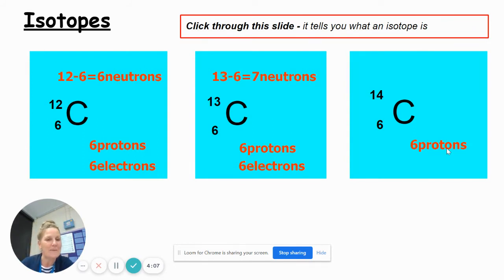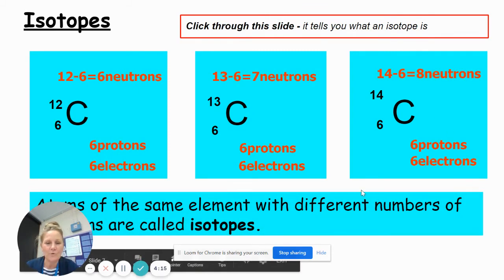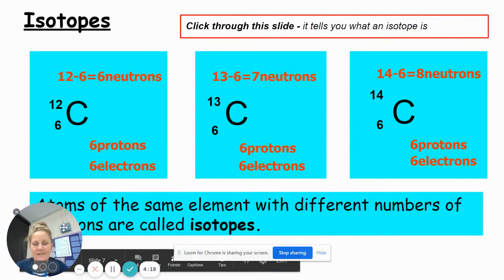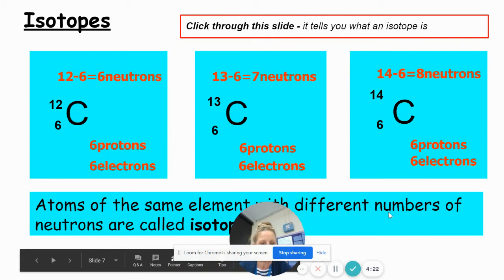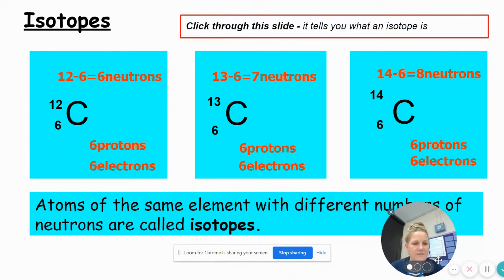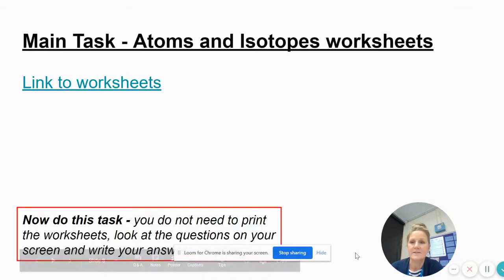6 protons. How many electrons? 6 electrons and 8 neutrons. Now, what you have seen here is an example of 3 different isotopes of carbon. They're all carbon, but they have different numbers of neutrons. And that's important. There'll be a question on isotopes in the task.